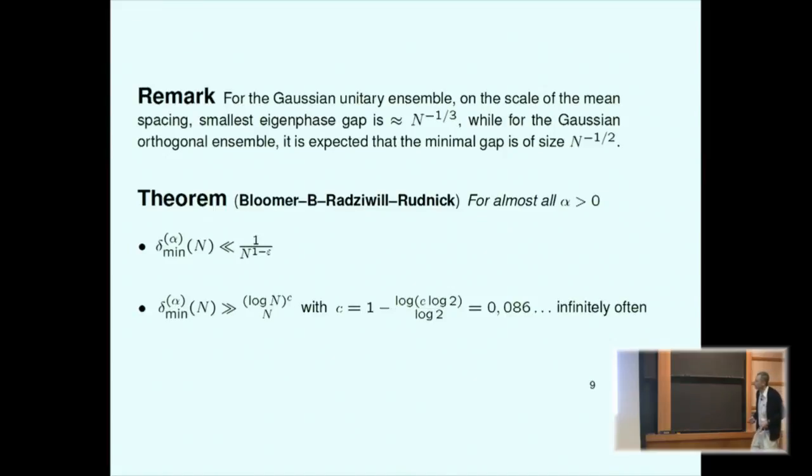About this Poisson statistics, this is something I'm not an expert in, but this 1 over n gap is of course specific to this Poisson setting. If you're looking at other ensembles, you get different results, because there is a certain repulsion.